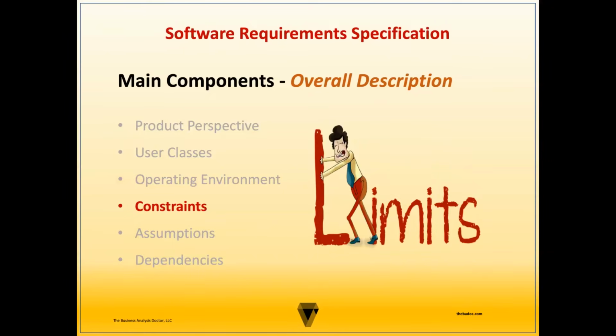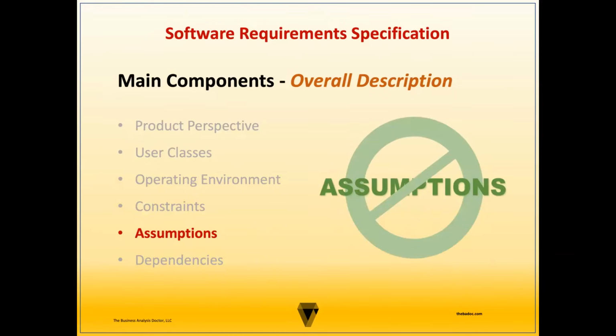Constraints are the influencing factors that cannot be changed and often create limitations or restrictions on the product or solution. Assumptions are influencing factors that are considered to be true but have not been verified. There are also conditions that are true now but may not be true in the future.